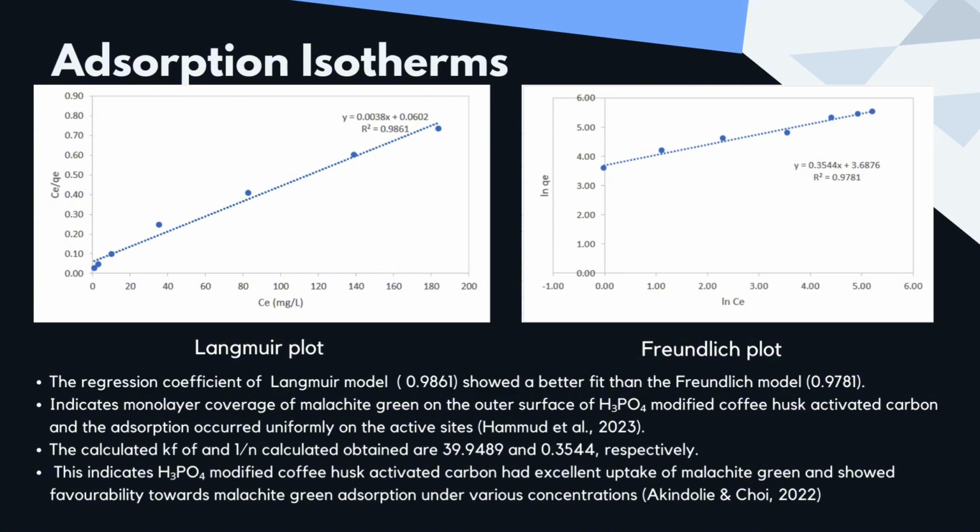The calculated Kf and 1/n obtained indicate the activated carbon had excellent uptake of malachite green and show favorability towards malachite green adsorption under various concentrations.